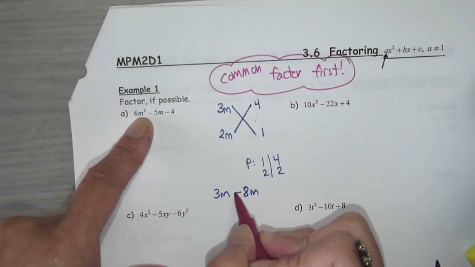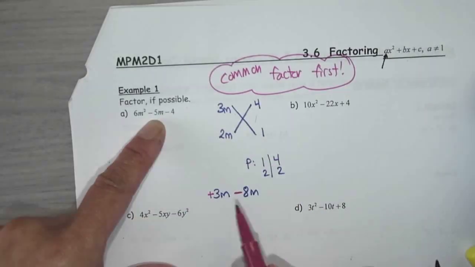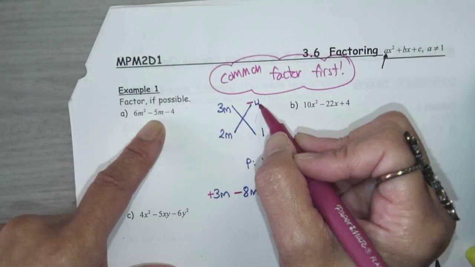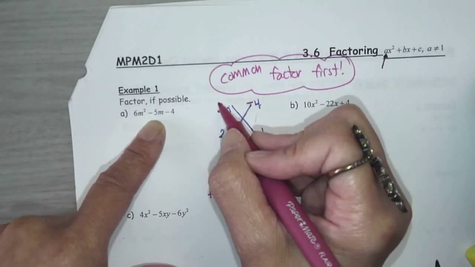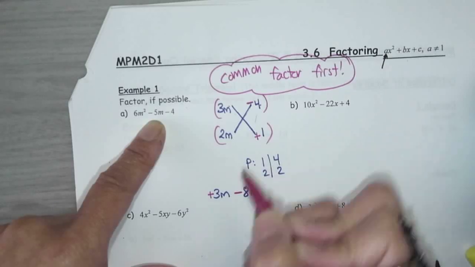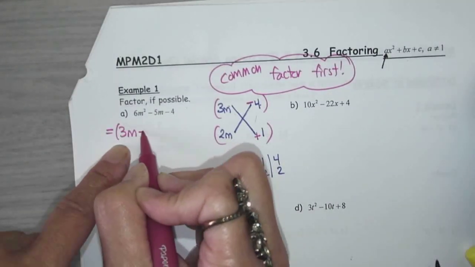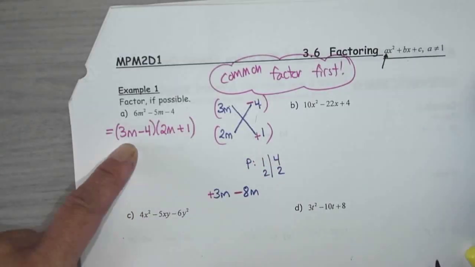Yes, as long as it's a negative 8 and a positive 3. Positive 3 minus 8 gets me negative 5. So this is a minus 8. 2 times 4 should get me negative 8. Crisscross, 3 times that should get positive. And these are my two brackets. So I write them 3m minus 4, 2m plus 1.